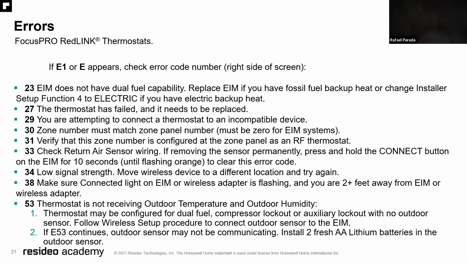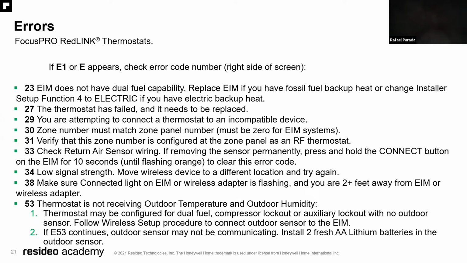Number 34 is another common call that we receive, that we have a low signal strength. And we recommend to move the wireless device to a different location and try again. Here is where we can know that when we are installing the thermostat, we don't have a good signal. So we can decide to use a wireless adapter to extend the signal from the EIM to the thermostat. This is really good. This is something that helps a lot when you are installing the thermostat, since it will let you know how good the signal strength is, and so you can decide the best option for the thermostat location.